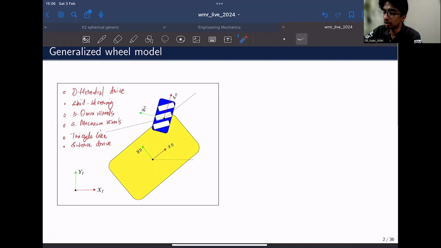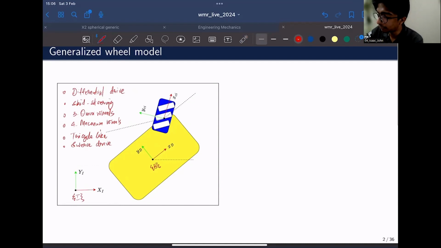Derivation of a generalized wheel robot consists of, for example, a frame that we have defined here, fixed on the robot's chassis. This frame, we'll label it as the frame B. It will move with the chassis of the mobile robot, whatever its position and orientation. We also have an inertial frame of reference that will always be fixed with respect to the ground. So that won't move anywhere.